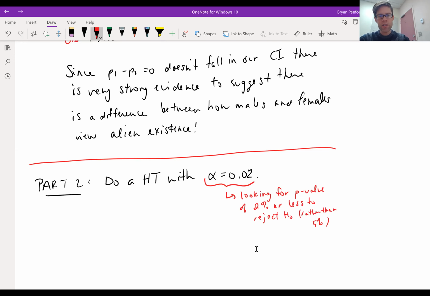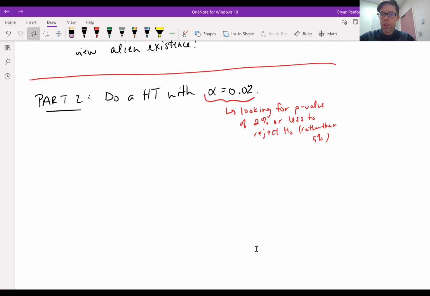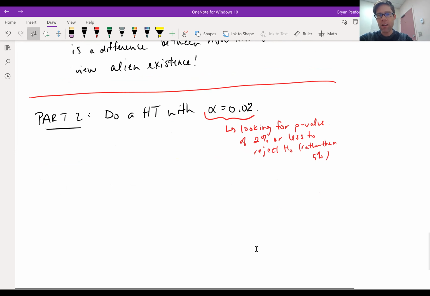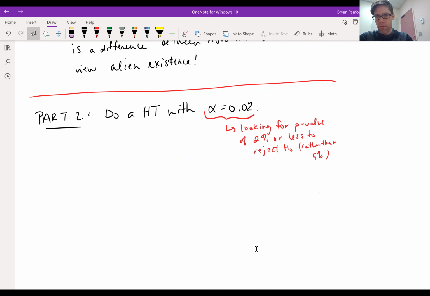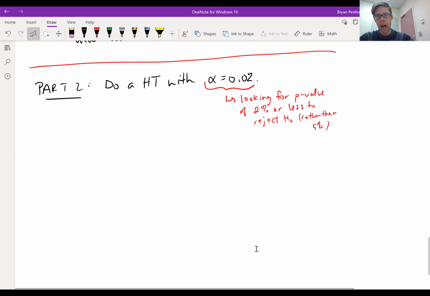Okay, so like I said, industry standard is usually 5%, but we're just going to go a little bit stronger here. Based on the study that we did on alien existence, is there a need to have such a strong alpha number? Probably not. But since we made a 98% confidence interval, I might as well show you how to do a hypothesis test with a stronger alpha number. So let's set up our null and alternative hypotheses.